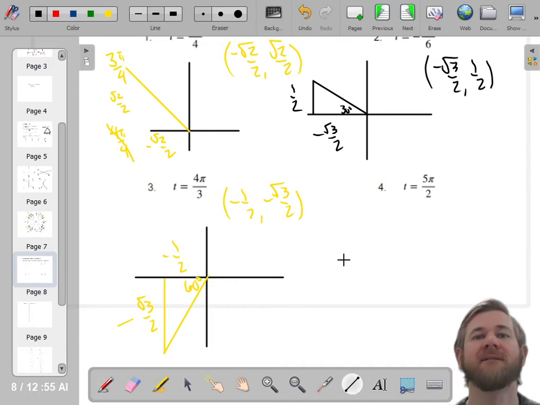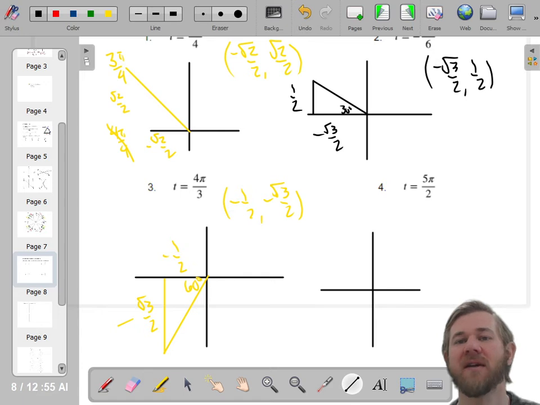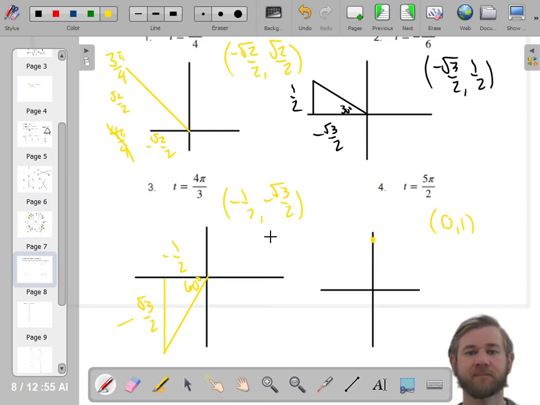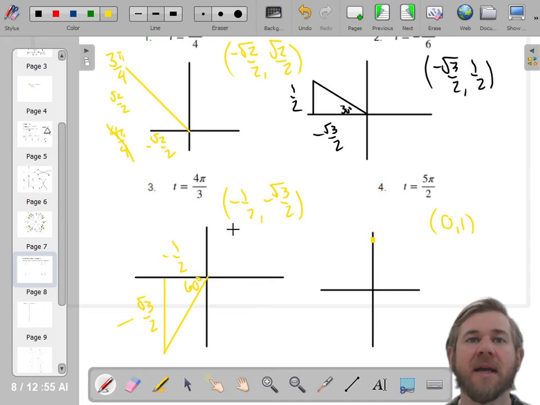One more, 5 pi over 2. So 5 pi over 2, let's see, pi over 2 is 90. So 1 pi over 2, 2 pi over 2, 3 pi over 2, 4 pi over 2, 5 pi over 2 is up here. So this is 5 pi over 2, which is at 0, 1. So those are evaluating now in radians.